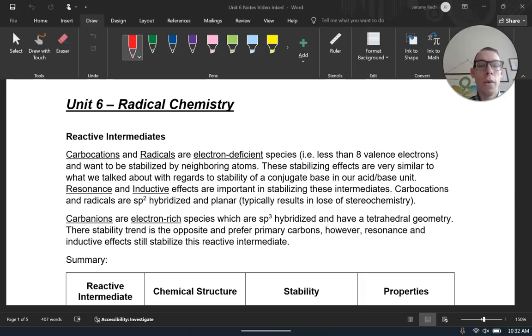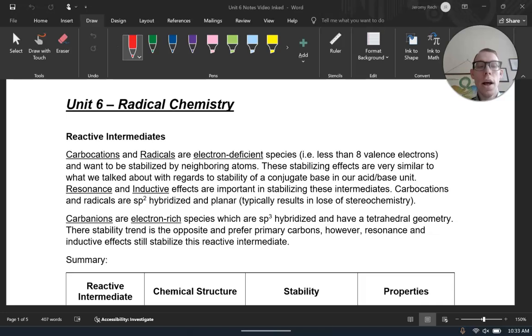Now, much like when we think about the stability of a conjugate base, that's a charged species after you remove a proton, resonance and inductive effect were two important ways in which we stabilize those conjugate bases. That exact same thing will help stabilize our carbocations and our radicals.